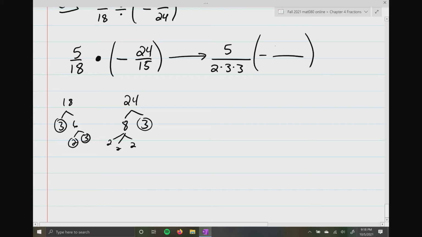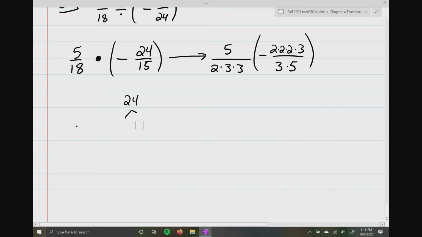So let's write in order. 2 times 2 times 2 times 3. And then the 15 is just 3 times 5. Okay? Now, I'm going to erase this, and I'm going to write one big numerator and one big denominator. I'm going to put the negative out front. And the reason for that is, as you can see here, we have 5 over 18, which is positive, times 24 over 15, which is negative, and a positive times a negative is a negative.